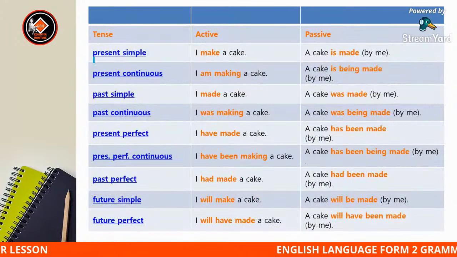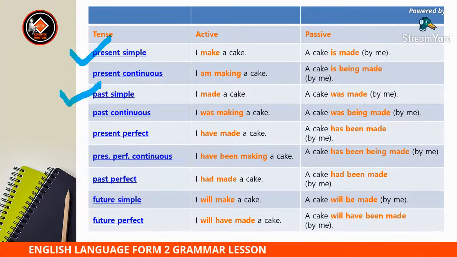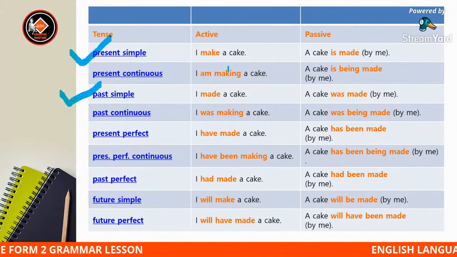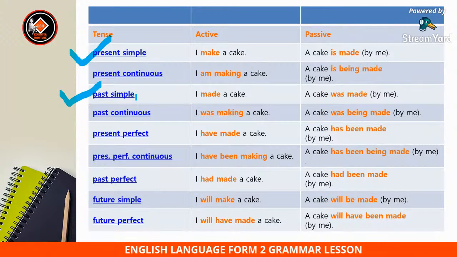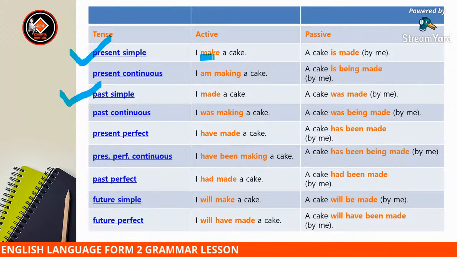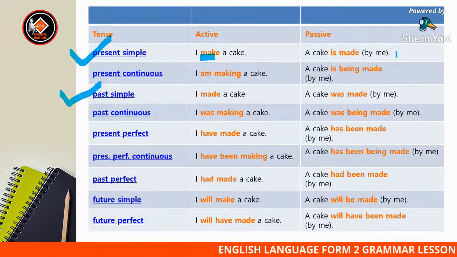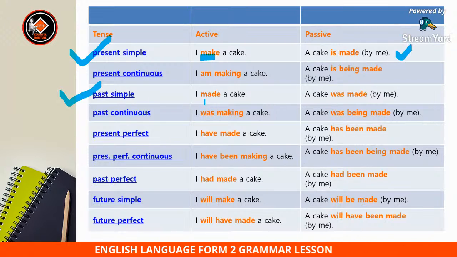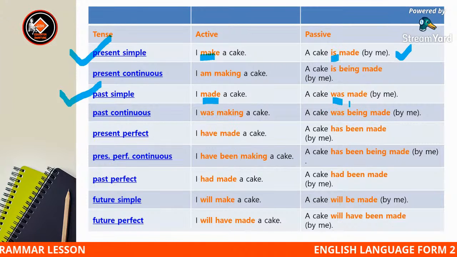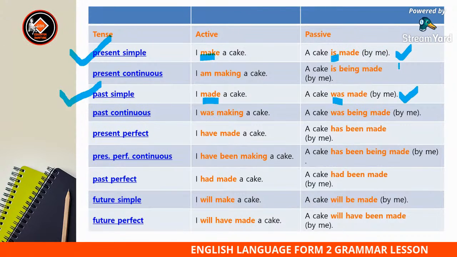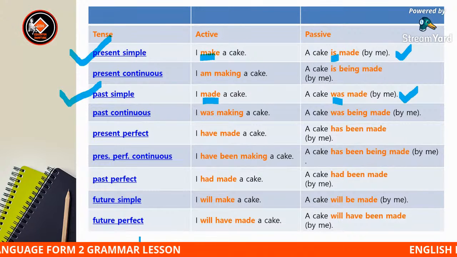Okay, I repeat, let's look at 2 only. Teacher, what are we learning? We are learning present simple. We are learning past simple. The rest, don't worry. So again, I repeat, we are using only present simple and past simple. So I make a cake. Passive, a cake is made by me. I made a cake. So this one is was. A cake was made by me. By me is not that important. So the rest, you do not need to learn because it is higher level.